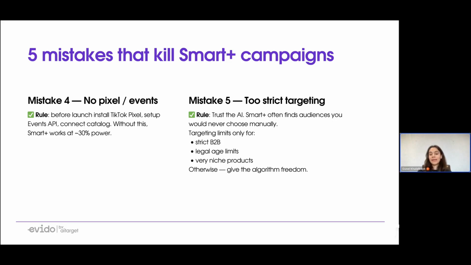Mistake number five, targeting that is too strict. The main rule here is to trust the artificial intelligence of Smart Plus because it will find your audience very quickly and will perfectly help solve all your problems.